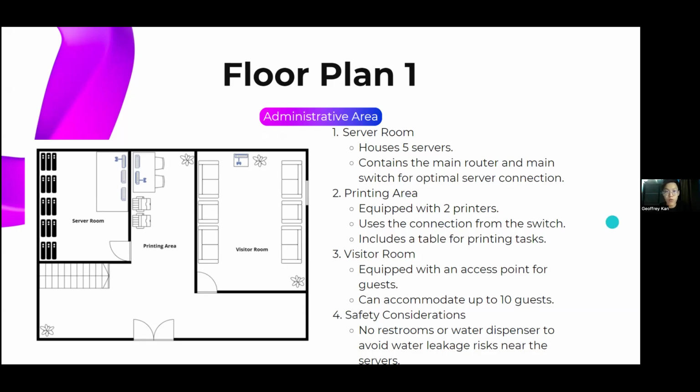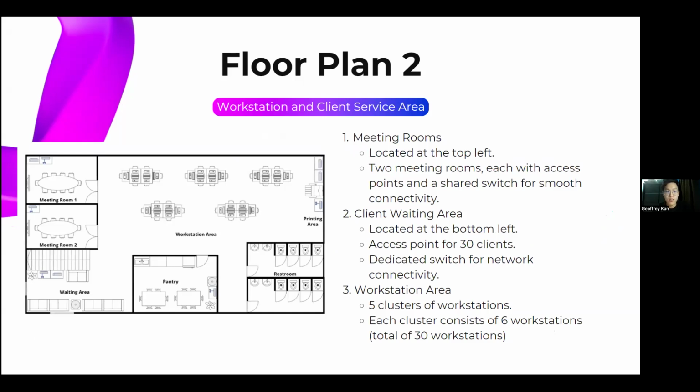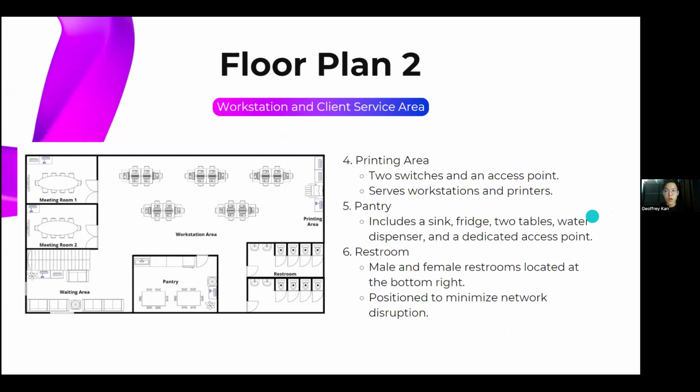This is the floor plan for floor 2, which is the workstation and client service area. We have two meeting rooms, which each have an access point and also a shared switch for smooth connectivity. Then we have the client waiting area, which has an access point for 30 clients and also a dedicated switch. Lastly, we have workstations in 5 clusters, where each cluster consists of 6 workstations. We also have a printing area with two switches and an access point that serve the workstations and printers. Lastly, the pantry has one access point, and there is also the restroom. Now I'll pass it to Jiayu.